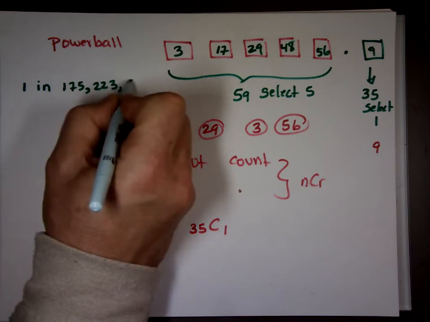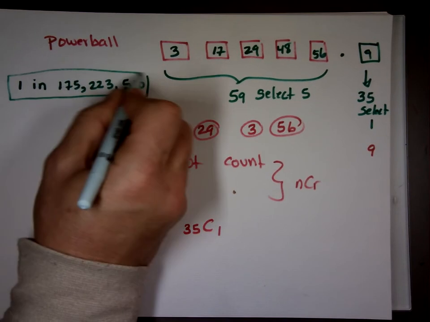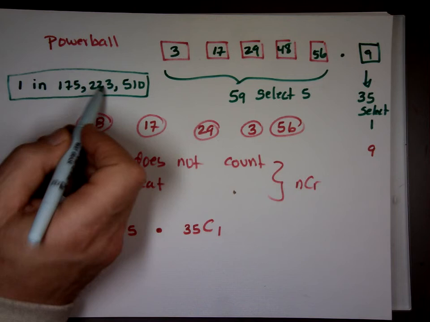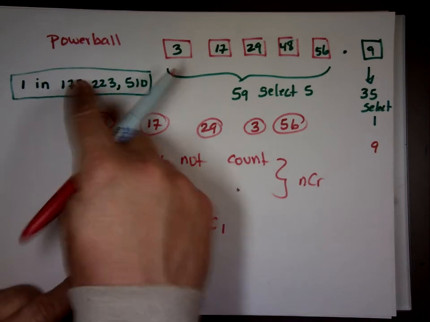175,223,510. That's your chance of winning if you buy one ticket. If you buy two tickets, your chance of winning is 2 over that number. If you buy 10 tickets, it's 10 over that number, unless it's the same number. So now let's see if these actually will give me that number. Let me go to my calculator here.